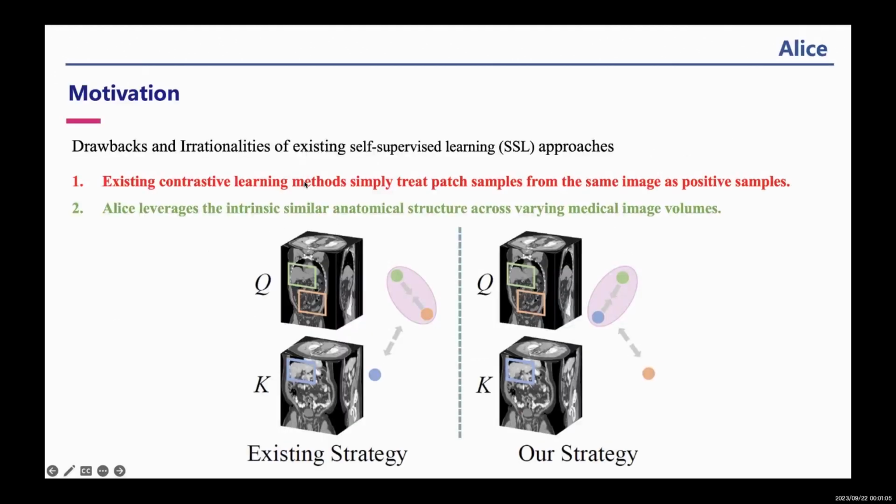First, existing contrastive learning methods simply treat image patch samples, which may depict totally different anatomical information from the same CT volume, as positive pairs, while considering samples sharing the same semantic content class, but from another volume, as negatives. ALICE leverages the consistent anatomical structures across different volumes and addresses the false positive and false negative pairs.